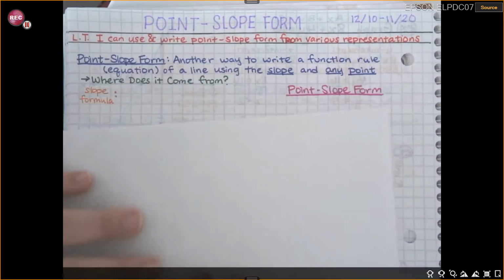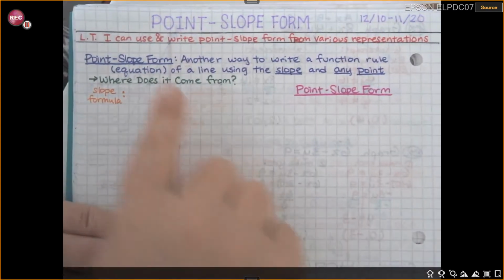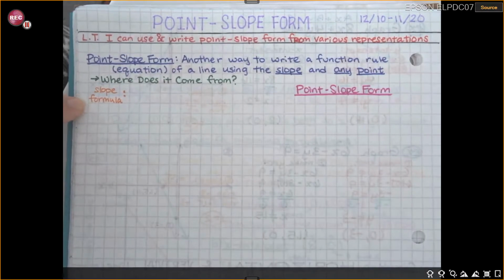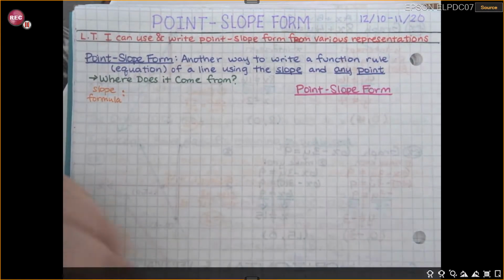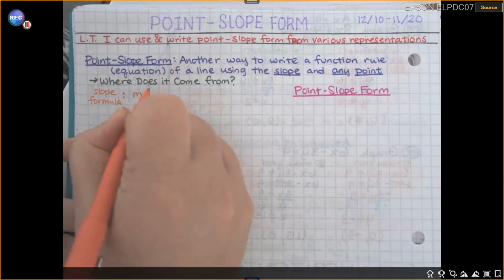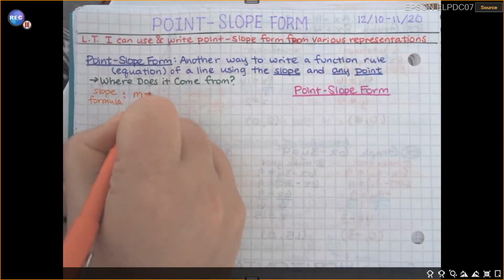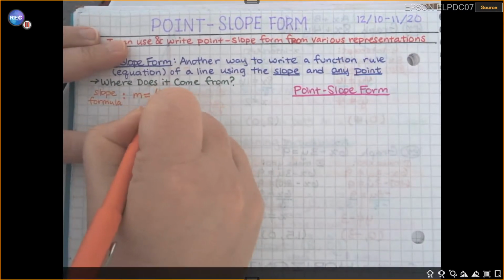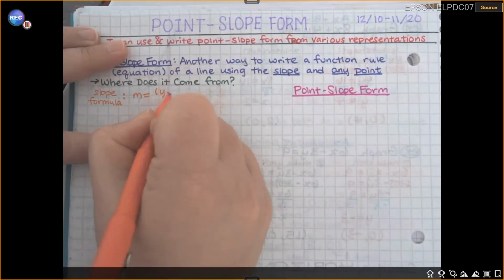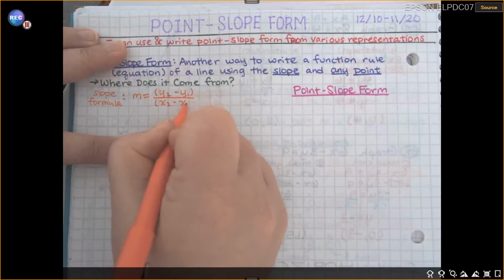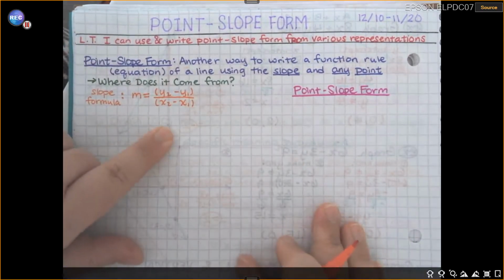So what we want to do is first determine where does it come from, and then what is the form. So it comes from the slope formula. Hopefully you have this memorized, but the slope formula from day one notes is m equals y sub 2 minus y sub 1 over x sub 2 minus x sub 1. So you might be wondering, why did I put those in parentheses?